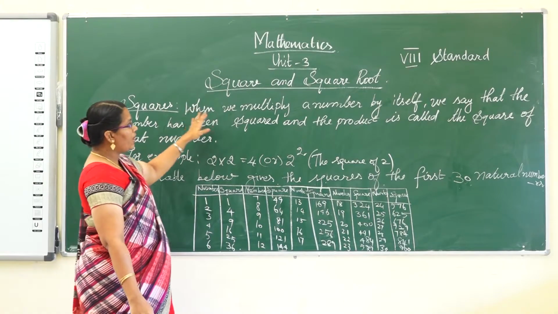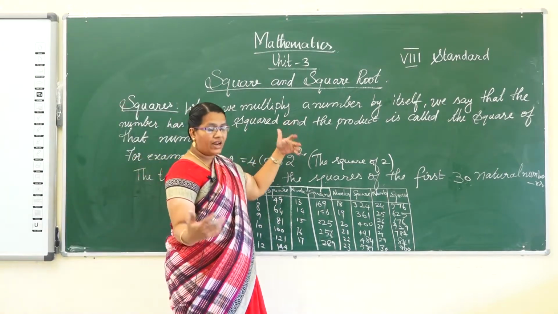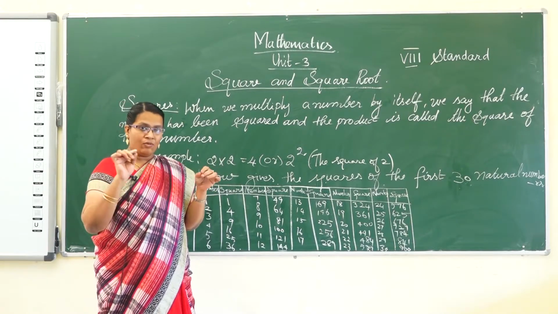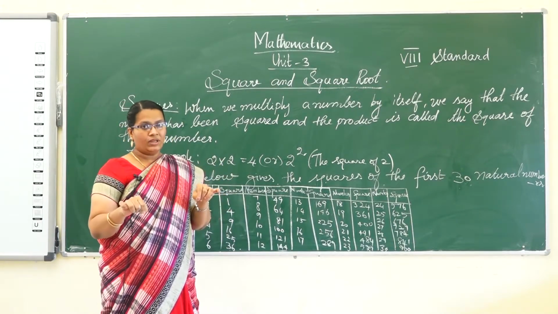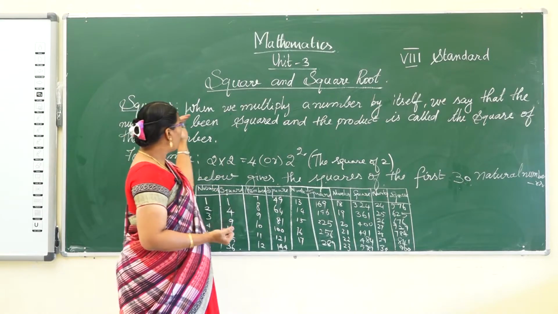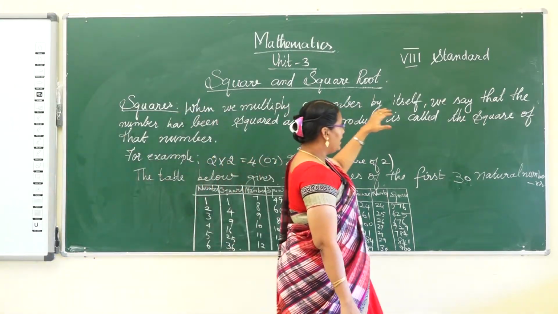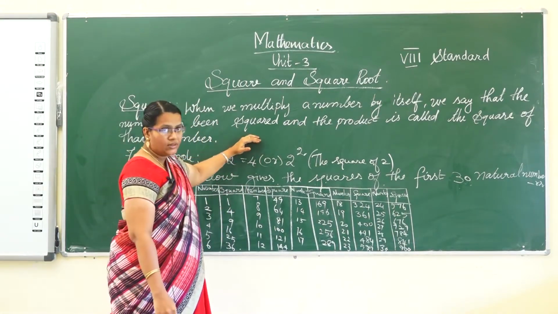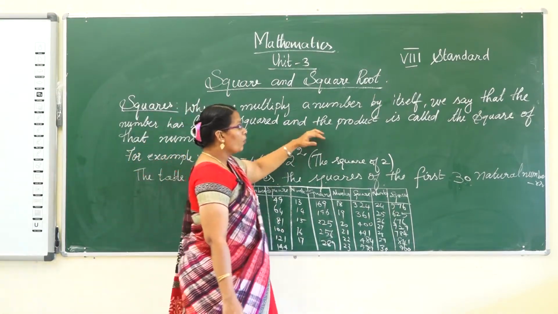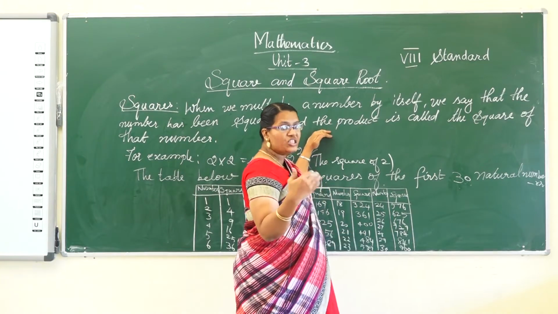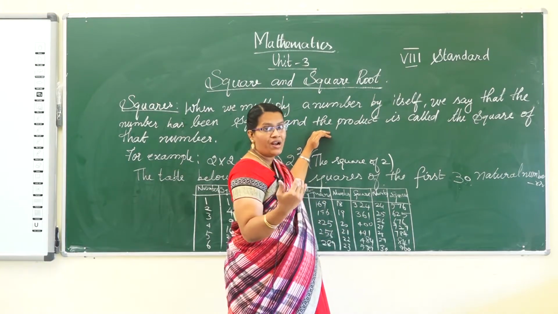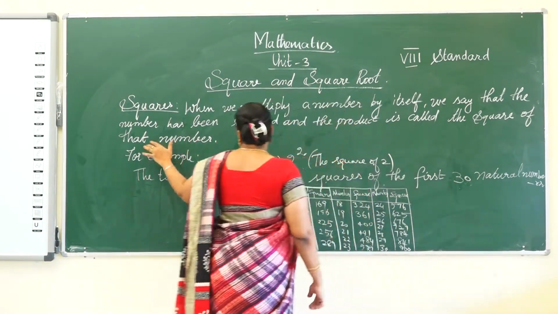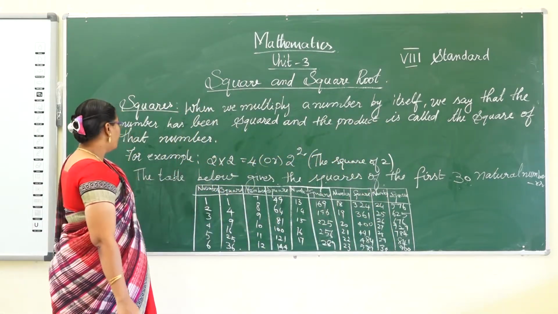When we multiply a number by itself, any kind of number, for example 1 multiplied by itself means 1 multiplied by 1. That is itself. So when we multiply a number by itself, we say that the number has been squared. And then the product, we will write 1 into 1, means the product of the number. So the product is called the square of that number.